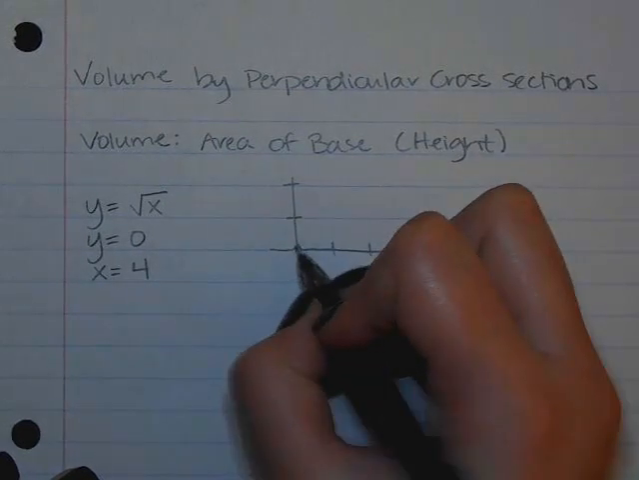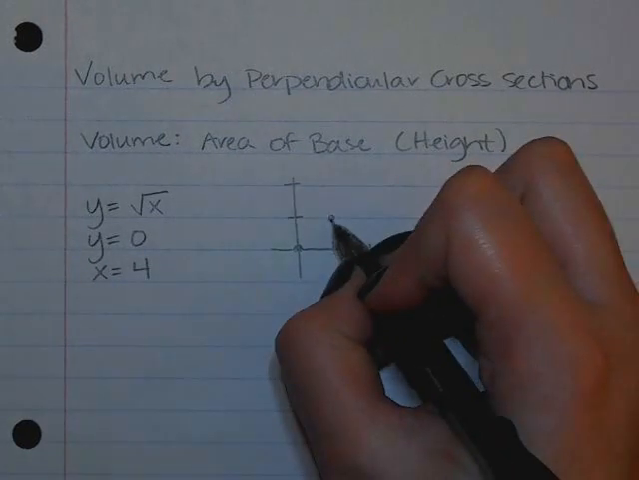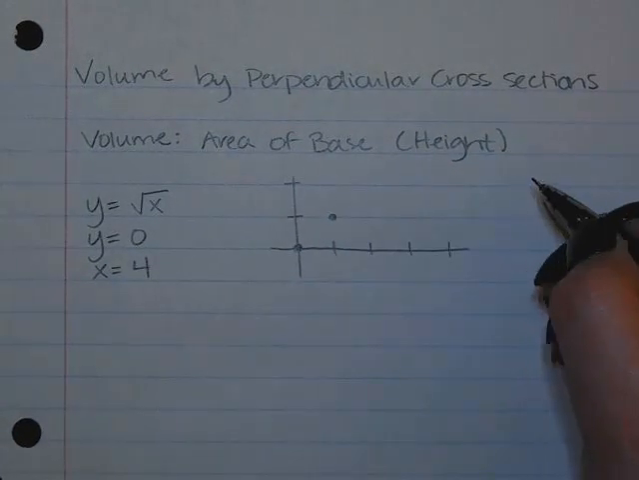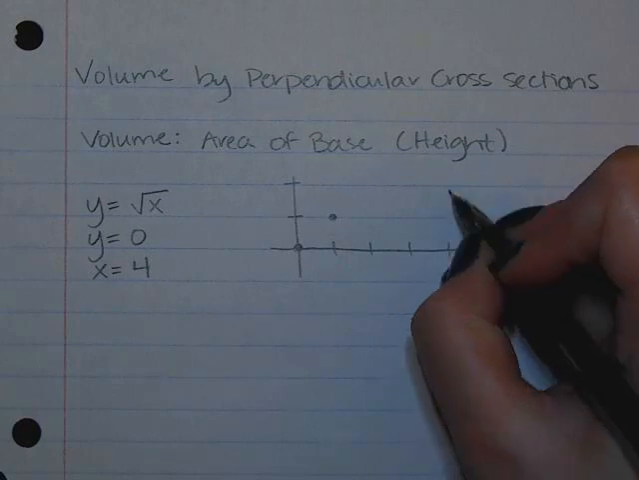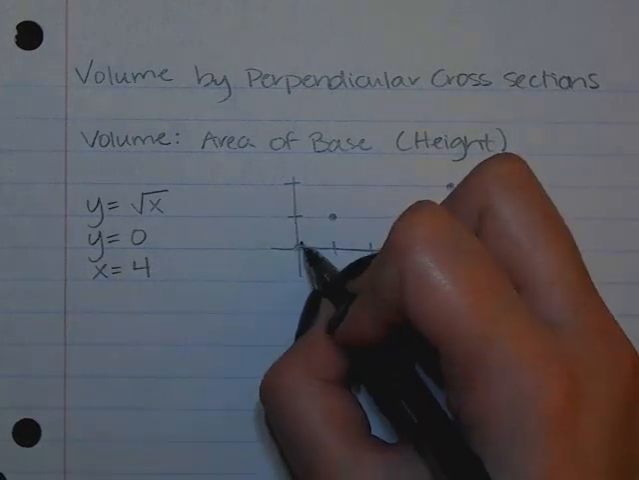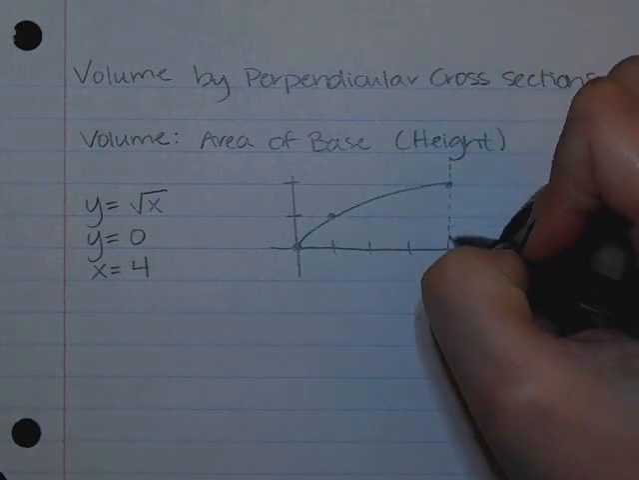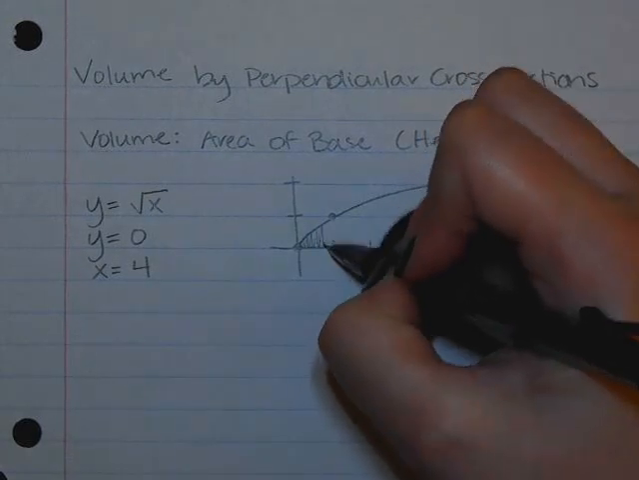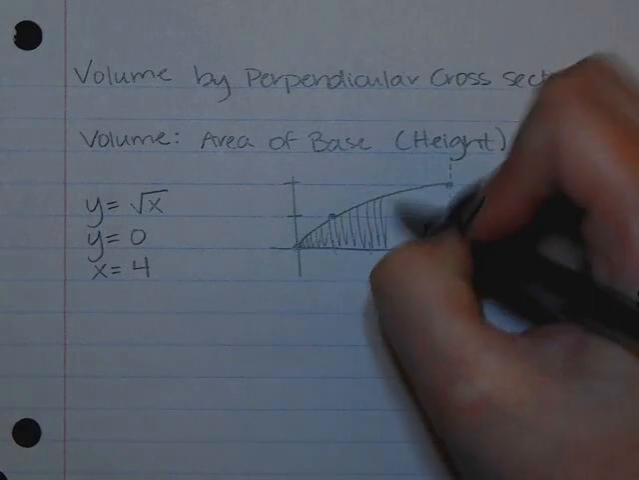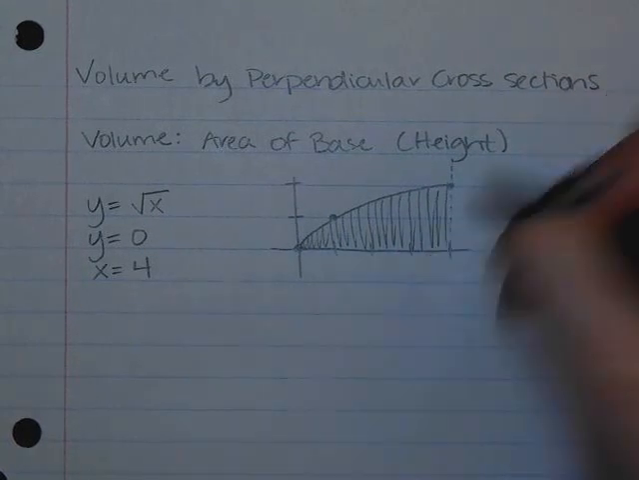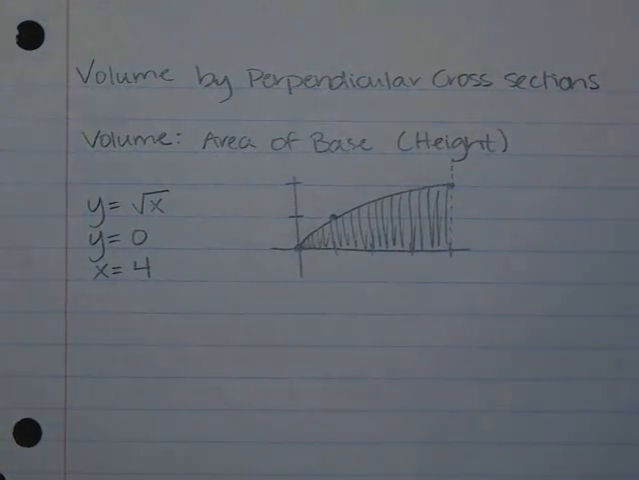So plug in 0, you get 0. Plug in 1, you get 1. I'm not going to plug in 2 or 3 because those are decimals. But if you plug in 4, you get 2. There's our boundary right there. So this is the area between the two curves that we were talking about. There's our area right there.